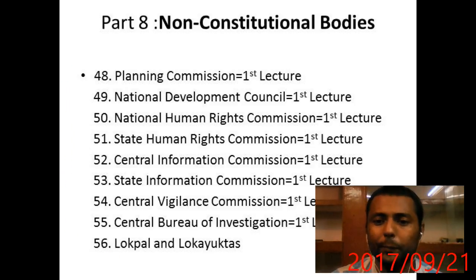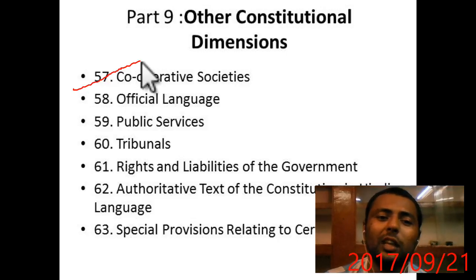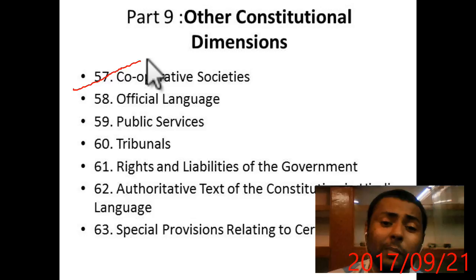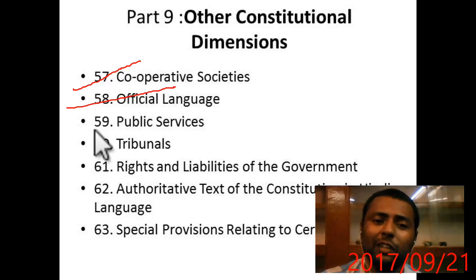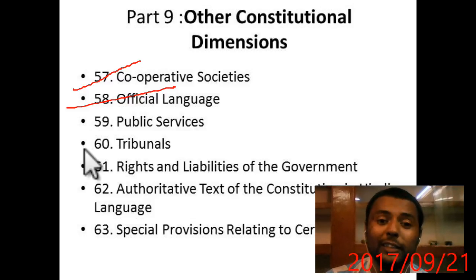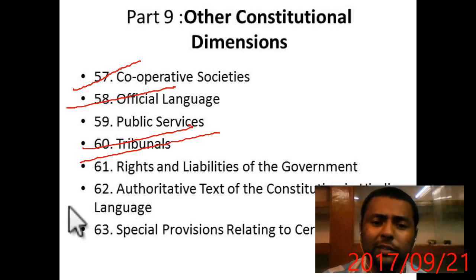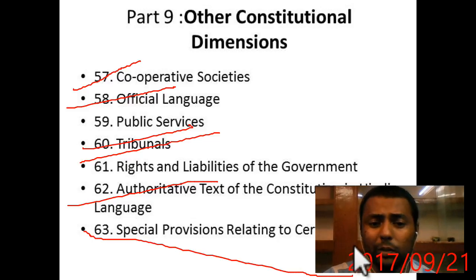Other constitutional topics: cooperative societies, just remember the 97th constitutional amendment, cooperative societies were included. Official language, Hindi is the official language. Public services, just remember UPSC, SPSC, important provisions and articles. Don't go into details. Tribunals, ignore. Rights and liabilities, ignore. Authoritative text of the constitution, ignore. Special provisions related to certain classes, you may go into the details.